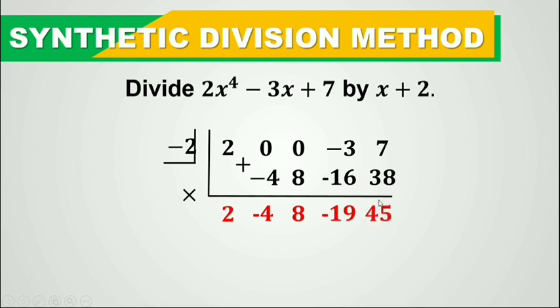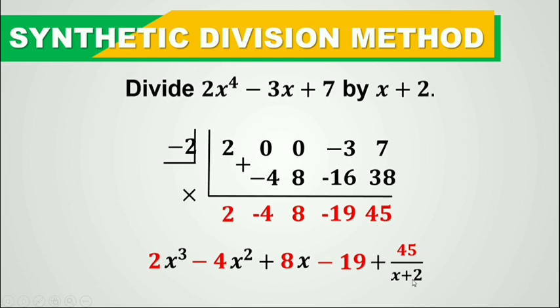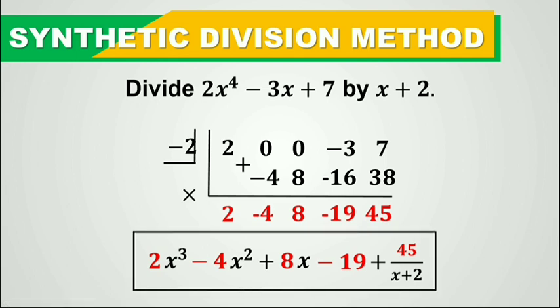So that's how to solve it using the synthetic division method. And then this will now serve as the numerical coefficients of our answer. It will become 2x to the fourth power, so the highest exponent of our answer will be cube, 4 minus 1. So 2x cubed, minus 4x squared, plus 8x minus 19, and then plus 45 over x plus 2. And this is our answer for this particular exercise, alright? So that's basically how you divide polynomials using the synthetic division method.